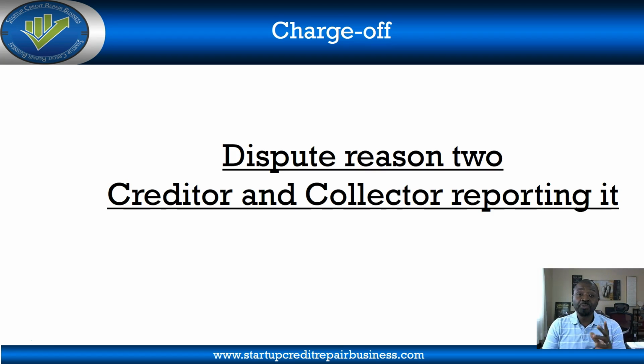Okay, another dispute reason 2 would be the creditor and the collector reporting it at the same time. So it's kind of like a duplicate reporting. The creditor is reporting the charge-off and the collector is reporting the charge-off. Now, how can the collector and the creditor both report a charge-off on the credit report? Only one person can report that charge-off. The creditor can't report it and the collector can't report it, so there's some problems there, right?